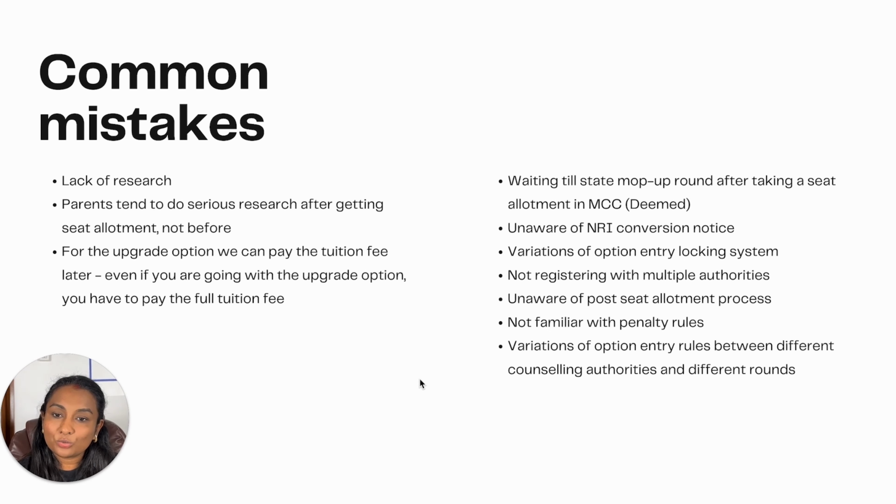Now, common mistakes which students do during the MCC counseling phase, or let's say during the counseling phase, not just MCC. One is lack of research before doing the choice entries. Parents tend to do serious research after getting the seat. Once the seat is allotted, before you go and report, suddenly we start talking to people around, finding out if there are any seniors, understanding how far, how close, is it good, not good. But instead of doing it post seat allotment, if we can invest more time and do it before seat allotment, we can save a lot of time and money.